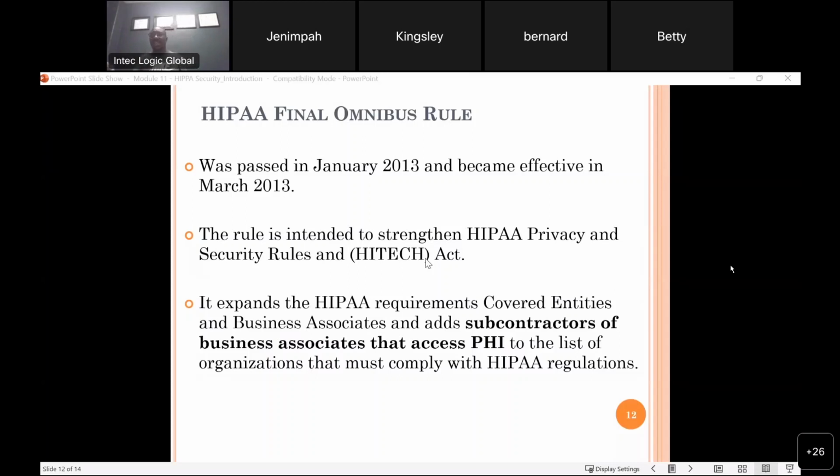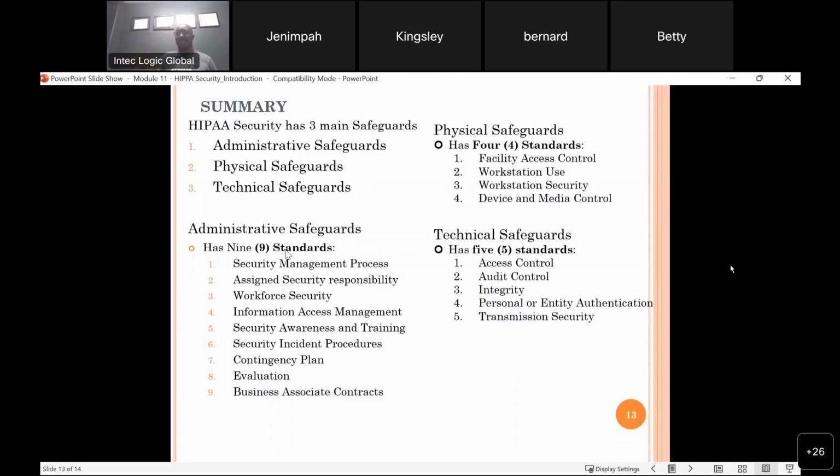And I said BAA is Business Associate Agreement. I've mentioned that a couple of times. So a Business Associate Agreement is an agreement that is signed between a covered entity and the contractor, or the business associate, and also between the business associate and their subcontractors. Good. So in summary, right?